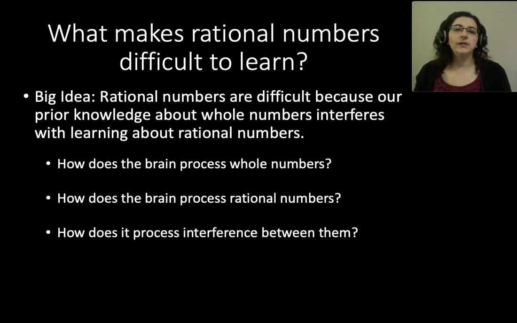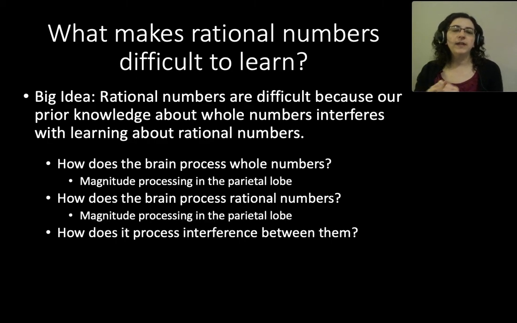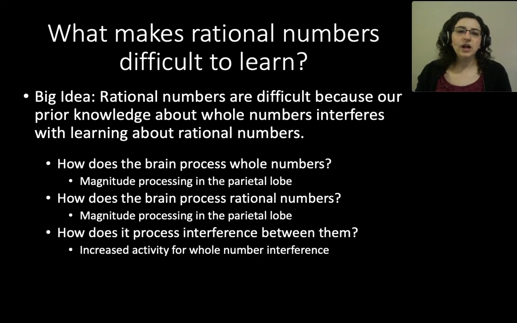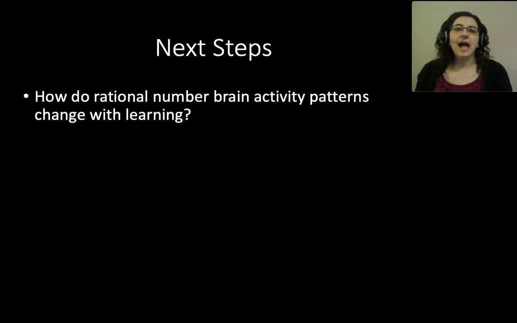So we started with this question of, how does the brain process whole numbers? And it's definitely processing the magnitude of those numbers. That's what our distance effects tell us. From that study, from looking at all the other studies of rational numbers and our own study, we know that it's also processing the magnitude of rational numbers. And we're just starting to get a sense that when there's interference from whole numbers, it's also processing that in a magnitude way.